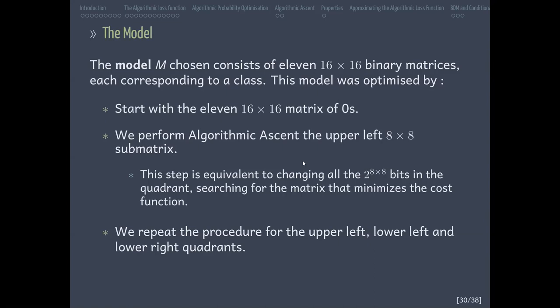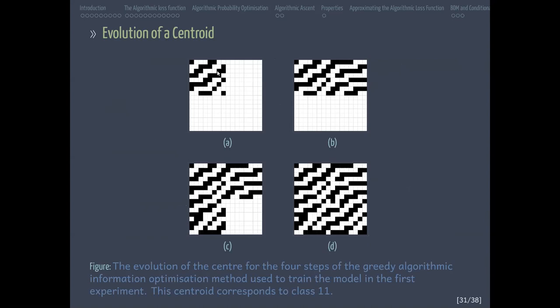So here we have the evolution, how it looks. This is the matrix that minimizes the cost for the upper left quadrant. Then we go to the next quadrant and so on, until we have a 16 by 16 centroid that hopefully is going to be algorithmically close to all the elements belonging to the class.